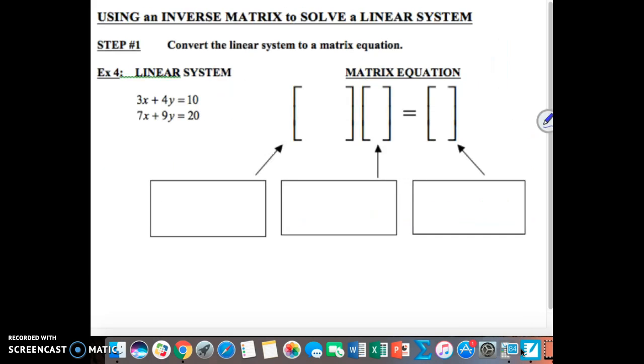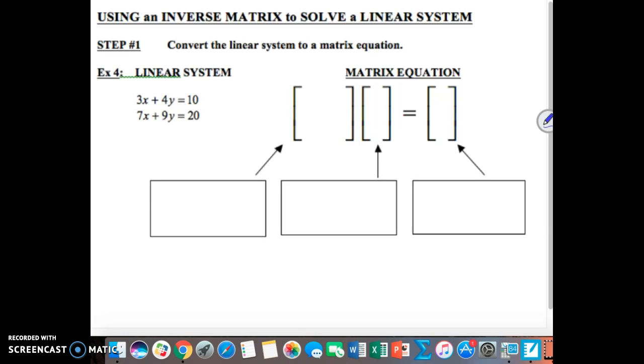Another thing we're going to talk about is using an inverse matrix to solve a linear system. Your first step is to convert the linear system to a matrix equation. So if we are given a linear system, 3x plus 4y equals 10 and 7x plus 9y equals 20, typically we would use either graphing, substitution, or elimination. However, we can also use matrices and create a matrix equation.